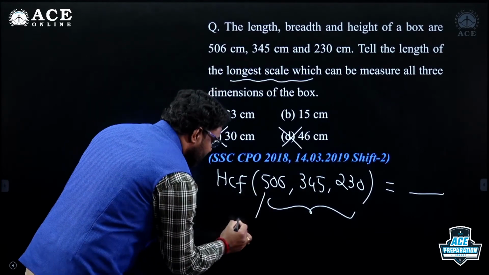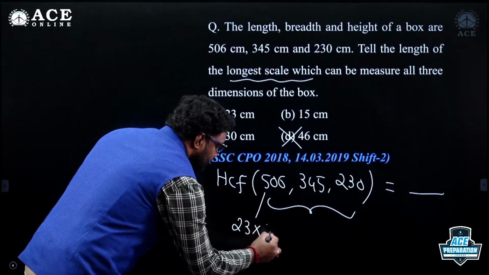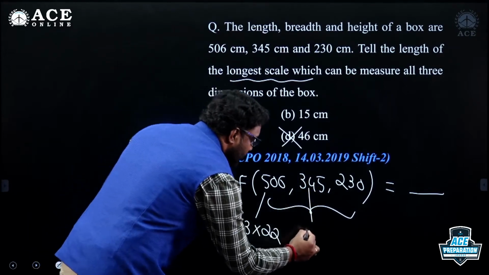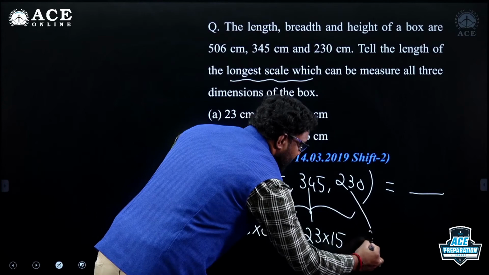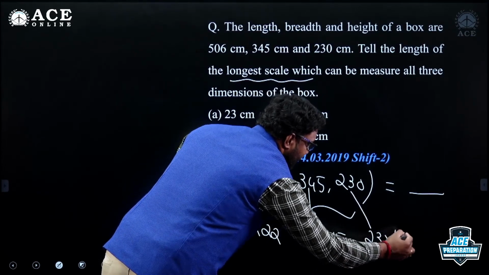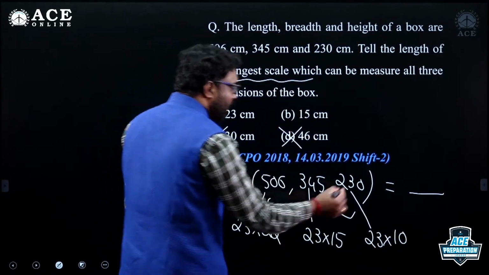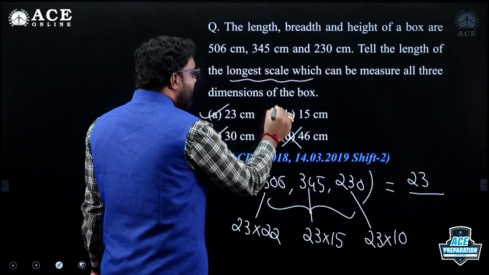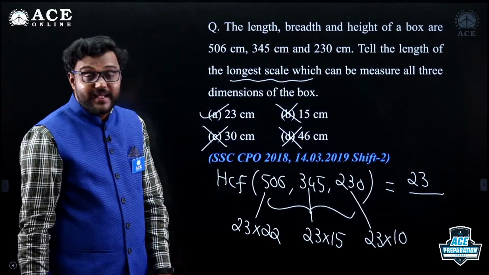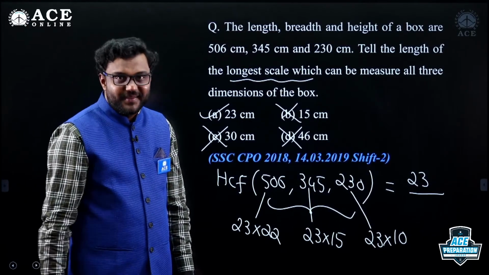This is 23 times 22. This is 23 times 15. This is 23 into 10. Or you can take the difference between the numbers and apply like that also. Yes, 23 is correct.